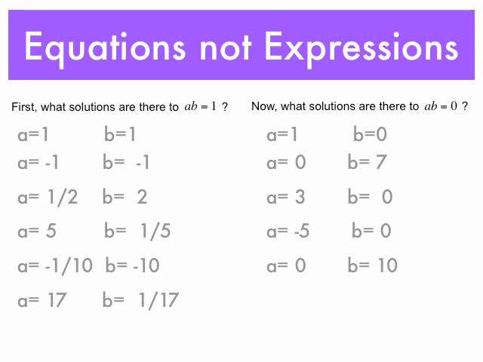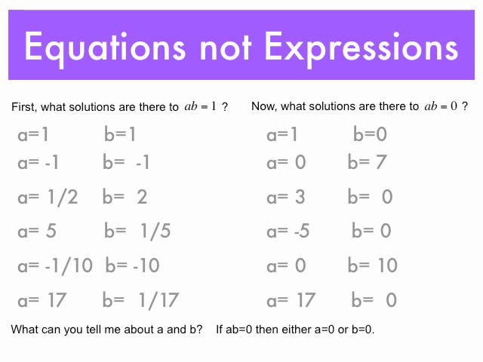Now think for a minute. Is there any way to get 0 if both a and b are non-zero? Can I take two numbers that aren't 0, multiply them together, and get 0? I can add them, but can I multiply? Are there any ways to multiply two things together and get 0 where neither of them is 0? It does not work. So what can you tell me about a and b? If a times b is 0, then one of those guys has to be 0. Either a is 0 or b is 0. In other words, if two things are multiplied and are equal to 0, one of them must be 0.